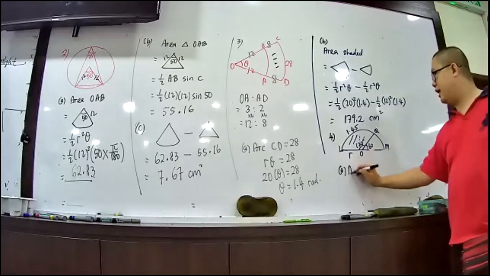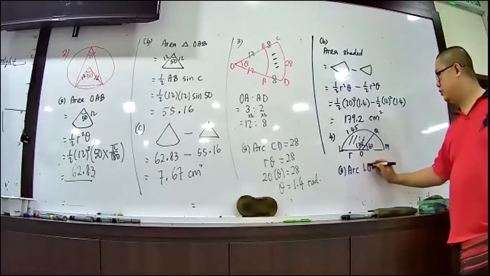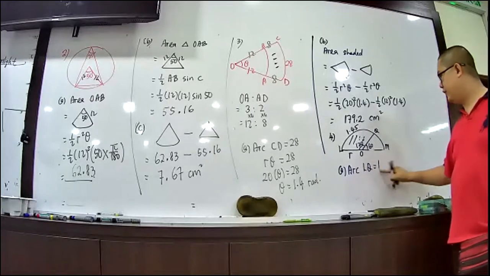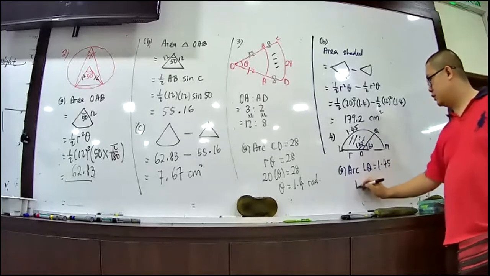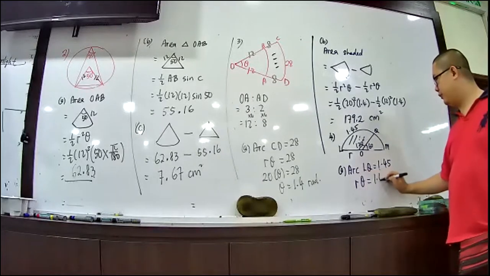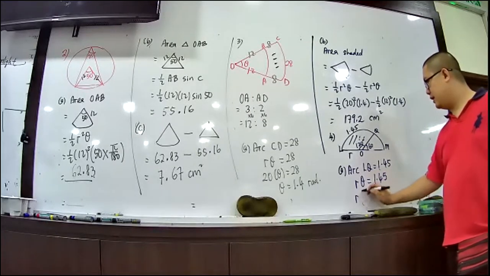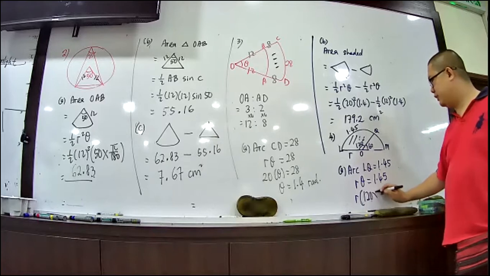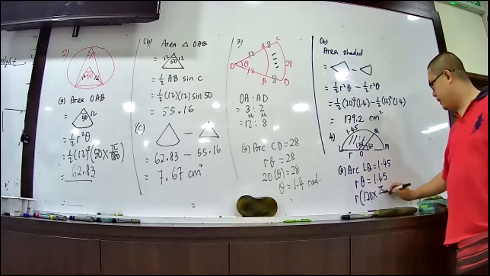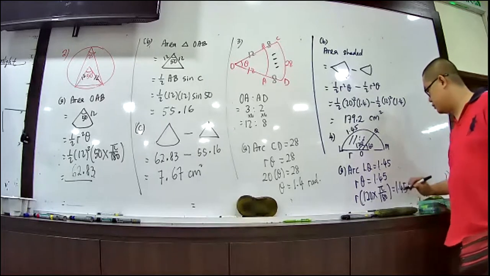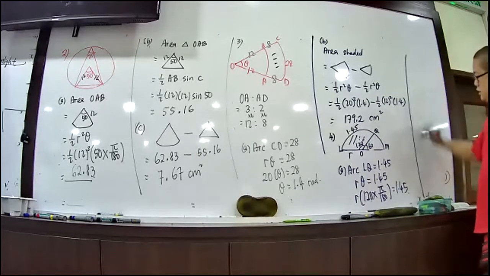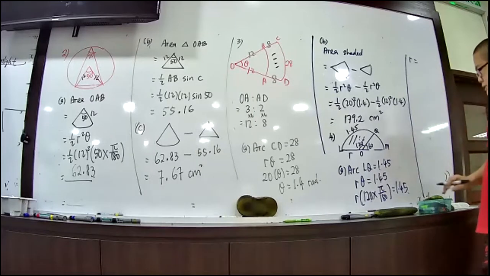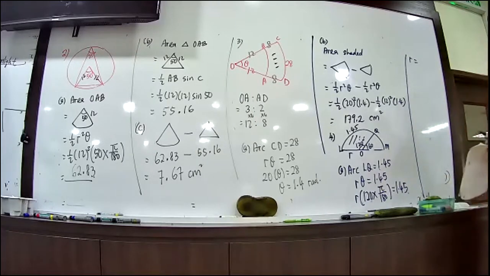So your arc LQ is 1.45. Your formula is r theta equals 1.45. So r equals arc over theta, and theta must be converted to radian. Radian means pi over 180. So r equals 1.45 divided by the whole thing.